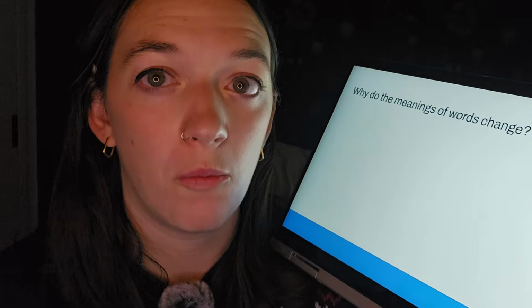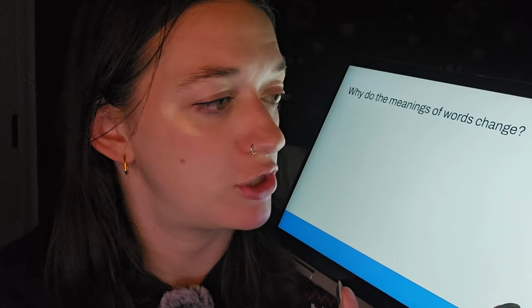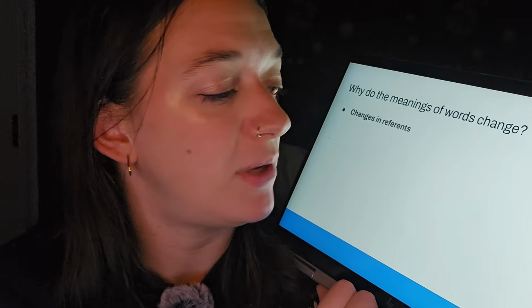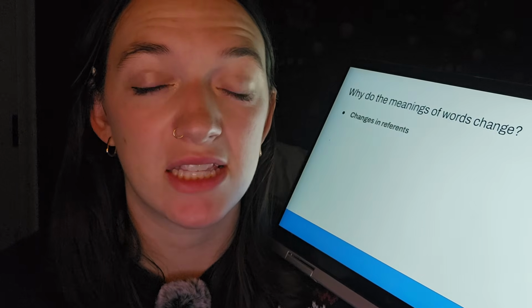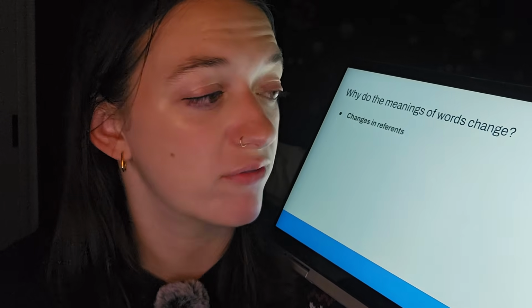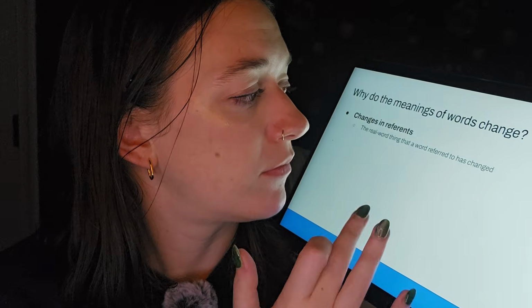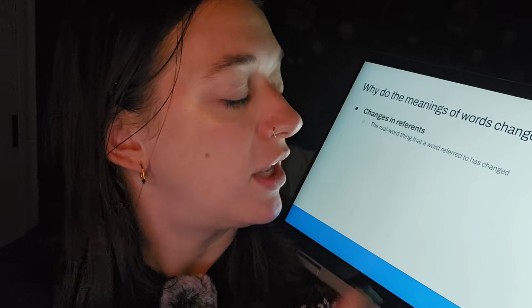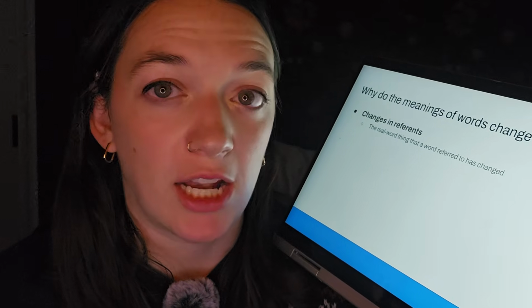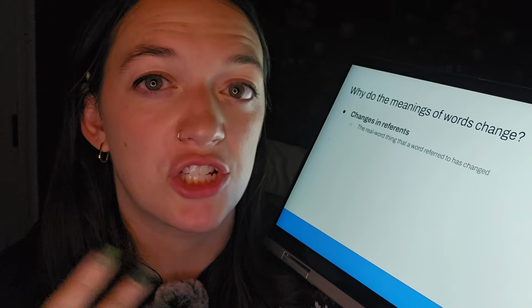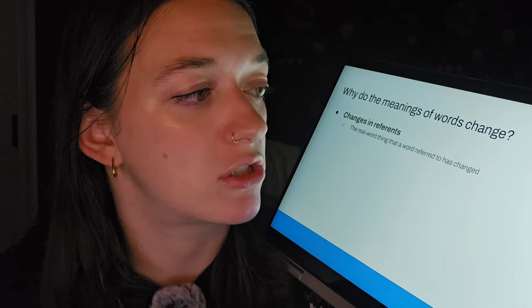So, why else might the meanings of words change? There may be changes in reference. So not only does the sense of a word change, but there may be actual changes in the real world thing that something is referring to. So exactly, the real world thing that a word referred to has changed as there are cultural innovations, technological innovations, and so on and so forth.